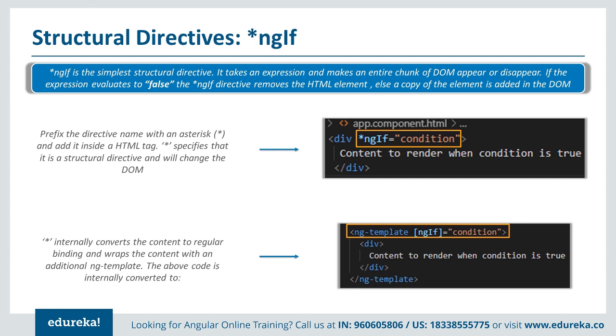End of the day, you have to understand the data value is bound like ng model kind of thing, ngIf, and that is being replaced with an ng template. This is how Angular generates a template. That entire content is going to be embedded inside an ng template directive. So star internally converts the content to regular binding. Regular binding means the square brackets, the ngIf, and wraps the content with an additional ng template element. So internally it is converting into an element and the binding only. This is what you need to understand.